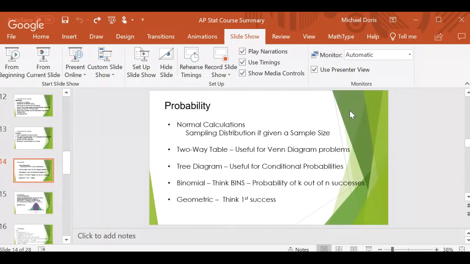And then the corollary to binomial is geometric. Anytime it says what's the first success, anytime you read that, you know it's geometric. Remember, the formula for that's really easy. It's just you want one success. So it's the probability of success to the first power times the probability of failure to the rest of the trials, which is k minus 1.